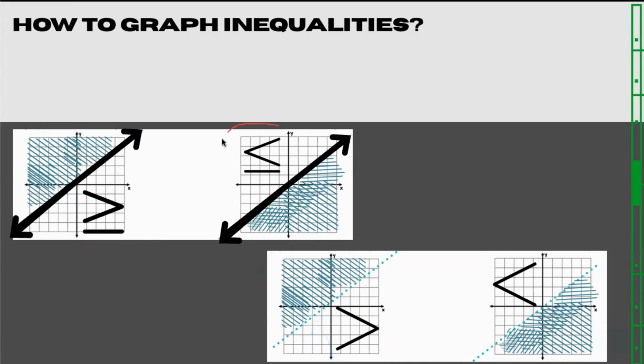If it's less than or equal to, the same thing, except it's going to be shaded below, and the line is going to be solid. However, if it's just less than, you're going to have a dotted line, but then you're also going to be shaded below. This is important to note because sometimes you'll see a problem.